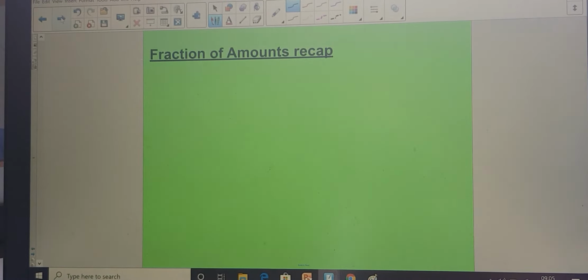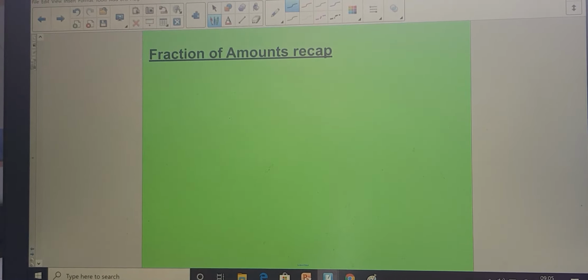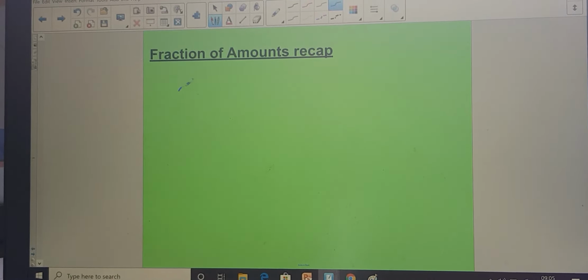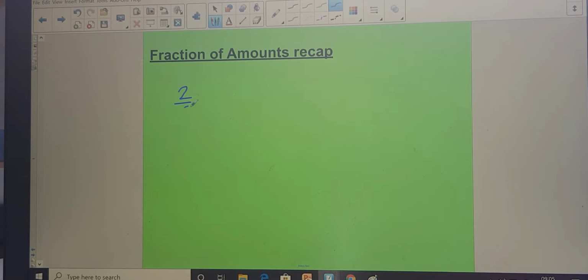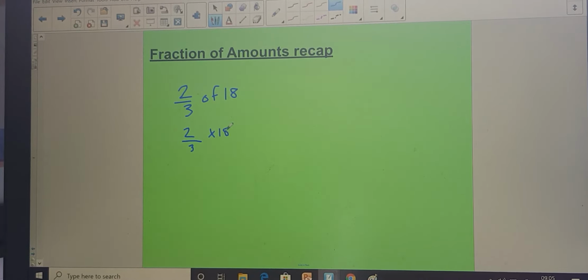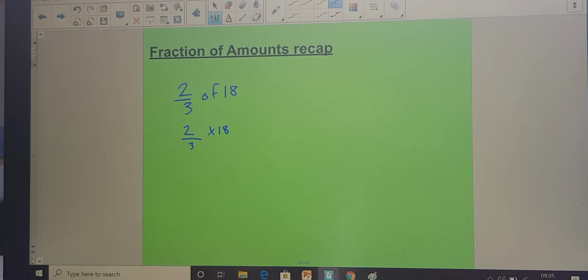Okay, so I set this as homework yesterday, but just to recap how to do this. If you are working out a fraction of an amount, let's say for instance, if we worked out 2/3 of 18. So, by the way, that's exactly the same as 2/3 times 18. These things mean exactly the same thing. Yeah? So don't get confused when you see of and multiply. They mean the same thing.